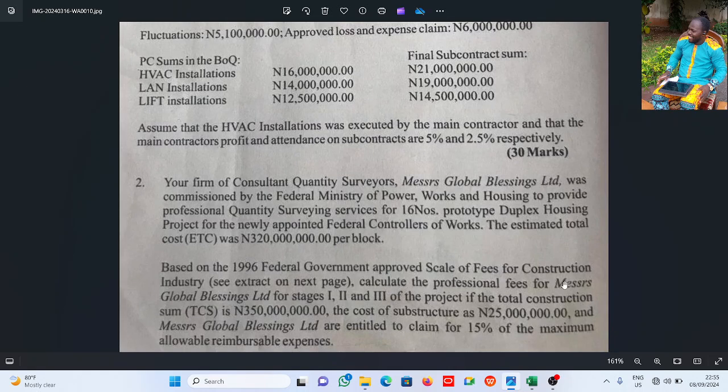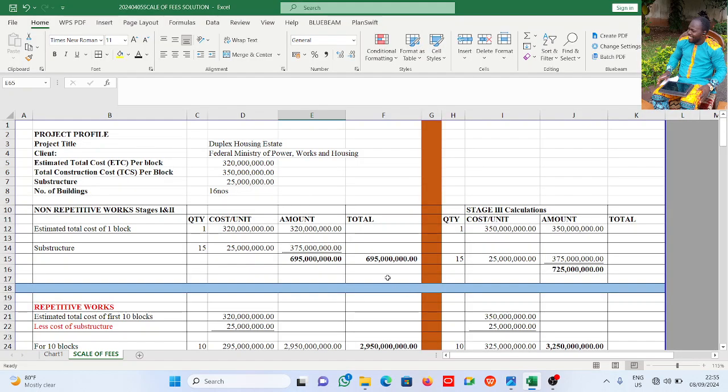Now if you come back to the question also, it says calculate the professional fees for Messrs Global Blessings Limited for stages 1, 2 and 3. Now scale of fees are paid in stages. Stage 1 is the pre-contract stages, where the professional provide services. Stage 2 is execution phase, the fees you pay to the professional during the execution phase of that particular project. While stage 3 payment is a payment at completion phase. That's the final payment you pay to the professionals for their services at the final phase or the completion phase or stage of that particular project.